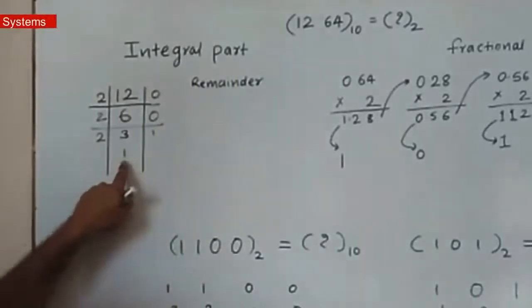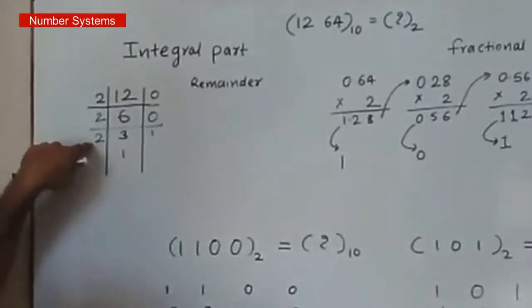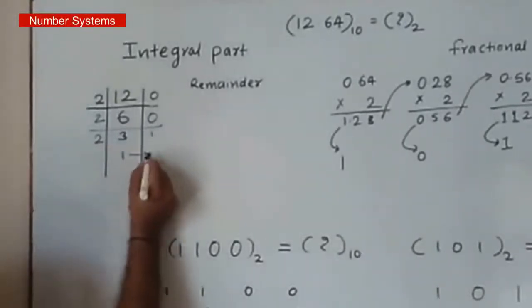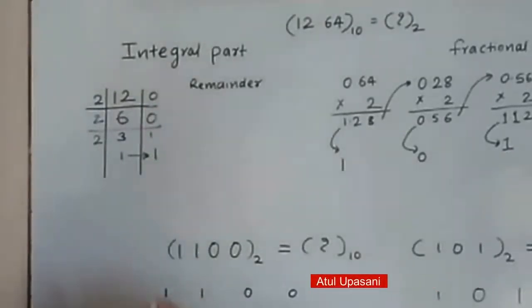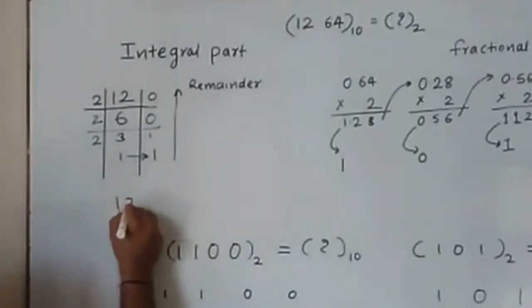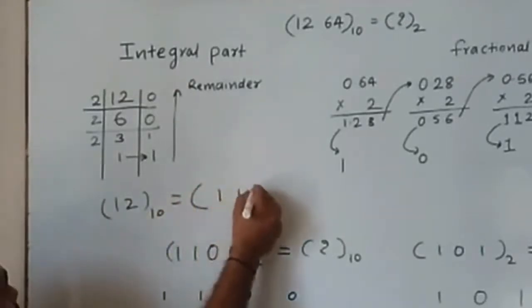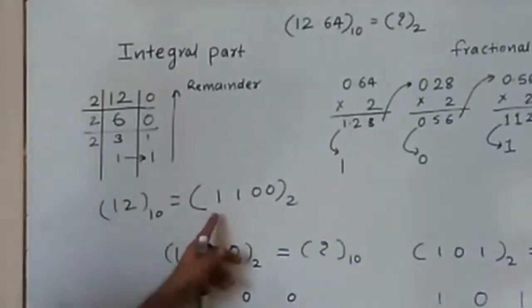Now this quotient cannot be divided by 2, so that number will be written as it is. Now the remainders have to be noted in upward direction. So here decimal 12 is equivalent to 1100 in binary. So this is how the integral part can be solved.